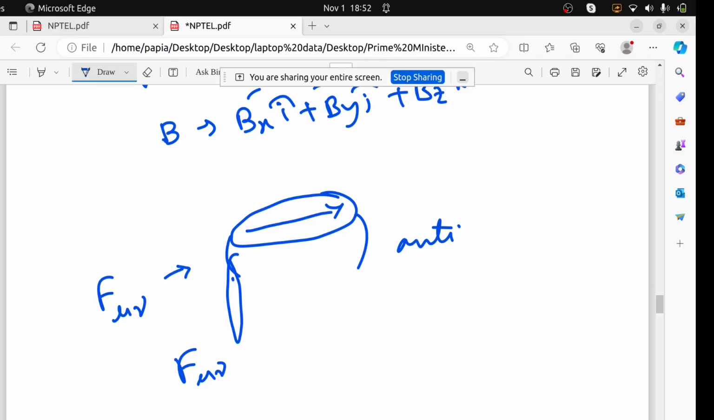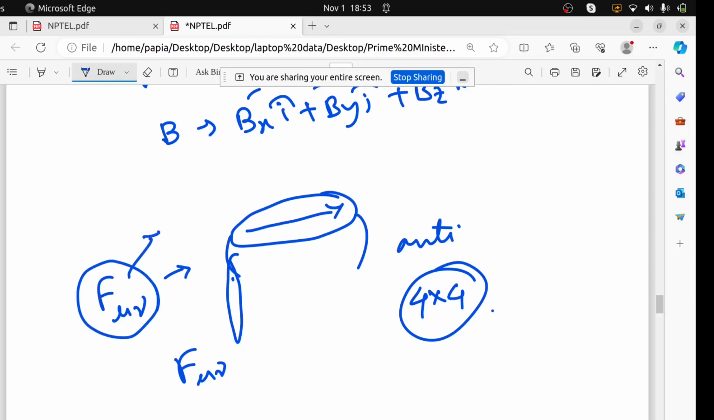This is a 4x4 matrix, and 4x4 means 16 elements. But not all 16 are independent; the diagonal elements are zero, leaving 12 elements. Amongst these 12 elements, only 6 you need to remember. The other 6 you can automatically get. But I just want to tell you, you also don't need to remember that; you just need to remember the expression for F mu nu.